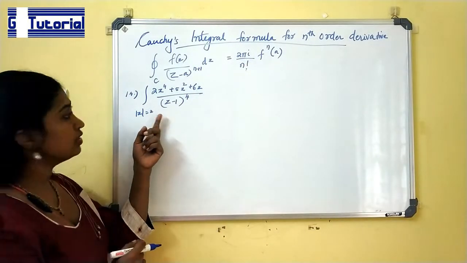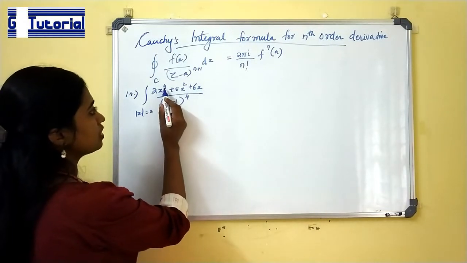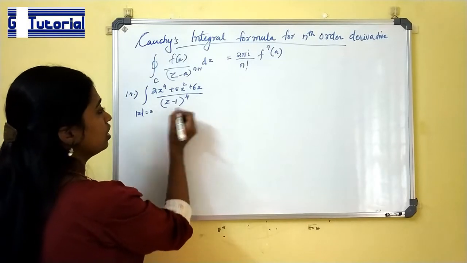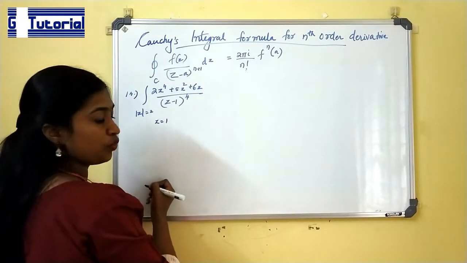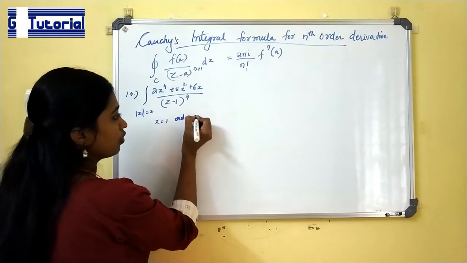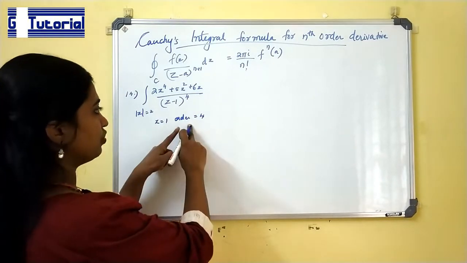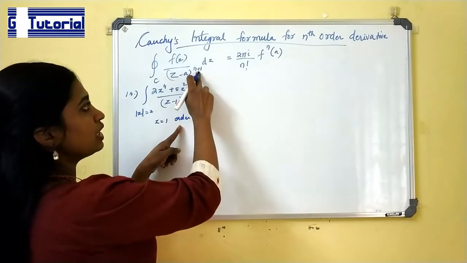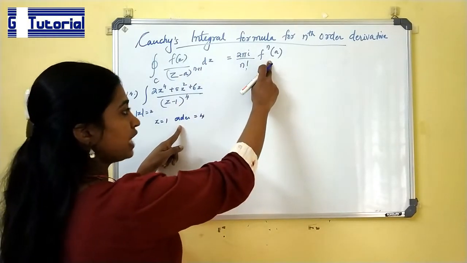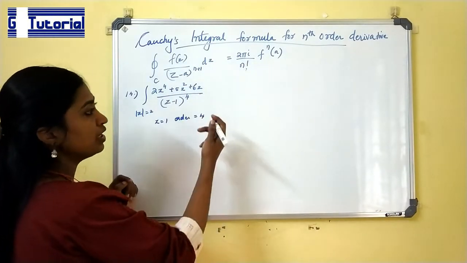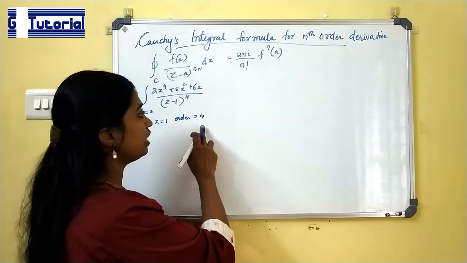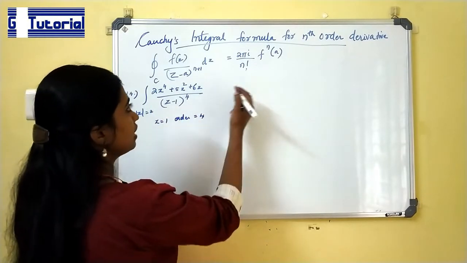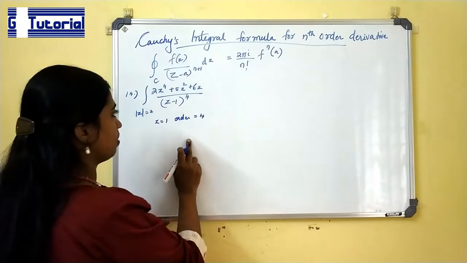This is our question. We have to evaluate the integral of 2z raised to 4 plus 5z square plus 6z by (z minus 1) the whole raised to 4. Here the pole is z equal to 1 and its order is 4. The order of the pole is n plus 1 and the order of the derivative is n. So we have to find f raised to 3, the third order derivative, in order to evaluate this problem.